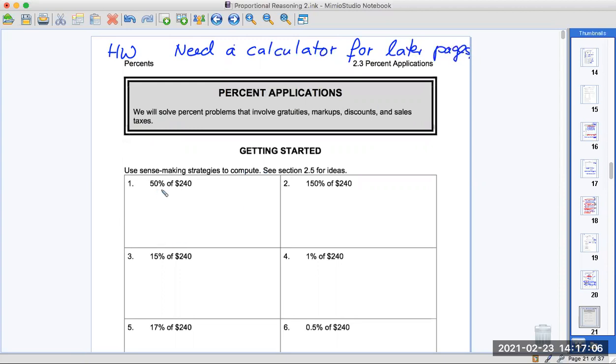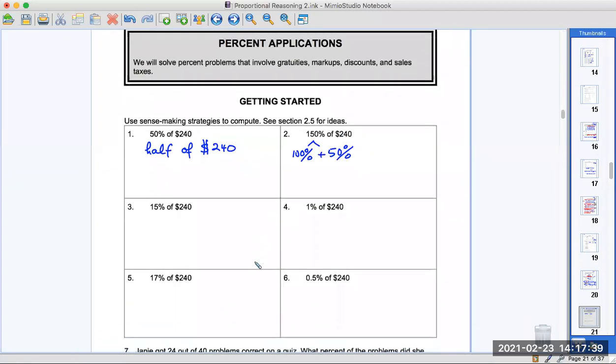So if you have 50% of $240, you can figure you have half of $240. And some of you can do that in your head, right? If you can't, then you can use a calculator. 150% is 100% plus half, plus 50%. So 100% is all of it and 50% is half of it. So you can add all plus the half that you got from this section. So I'm just giving you ideas.